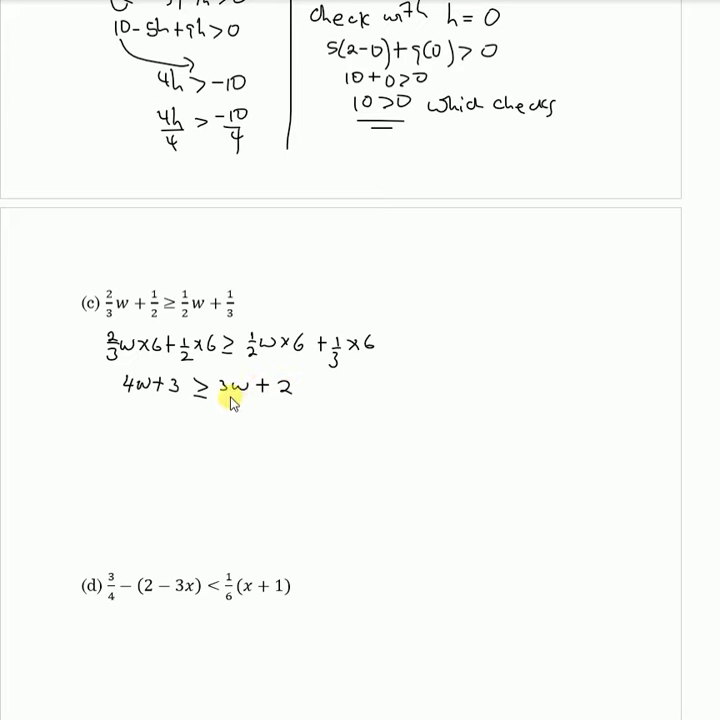And what we shall have, let us take this 3w to the left and have this 3 come to the right. And when we do that, we shall have that 4w minus 3w is greater or equal to 2 minus 3. 4w minus 3w, that one is w greater or equal to -1. And that is what we have there. It is the final thing.